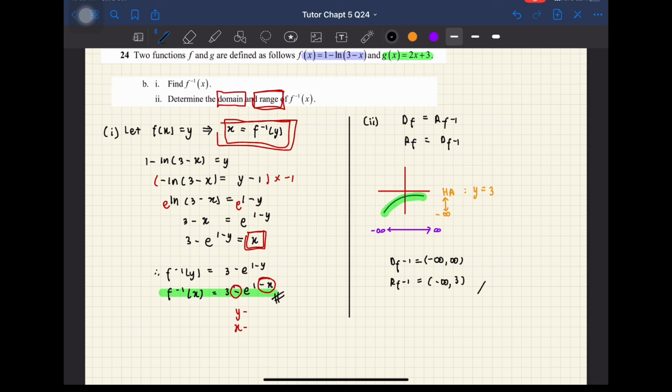Okay, so settle kita punya domain and also range of f inverse. Okay, that's all in this video.